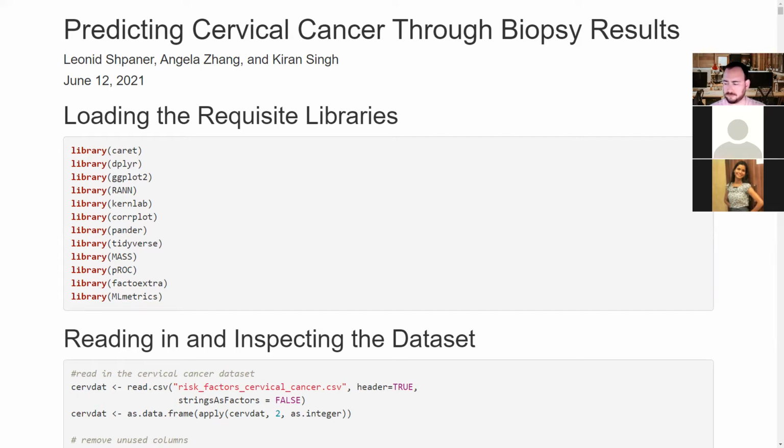HPV does not guarantee cervical cancer and vice versa, so looking into other contributing factors can tell a lot about the problem. Lastly, when deciding between different data sets, we also found that this one in particular had less coverage. So we decided that it would be an interesting task to take on.